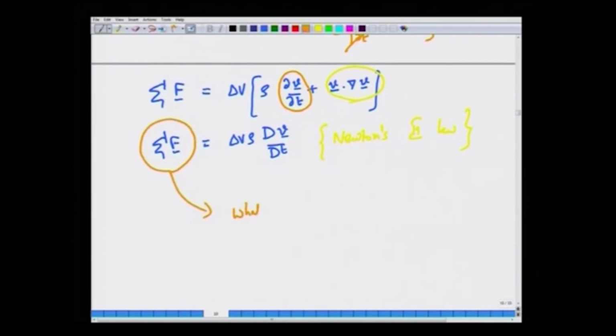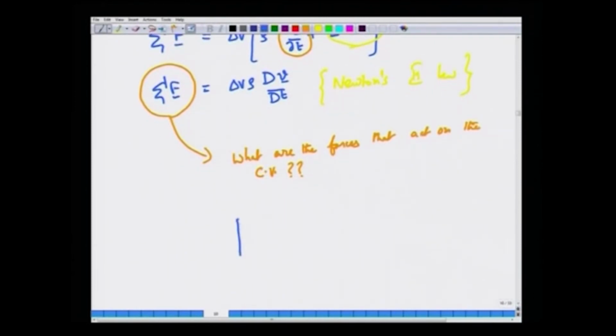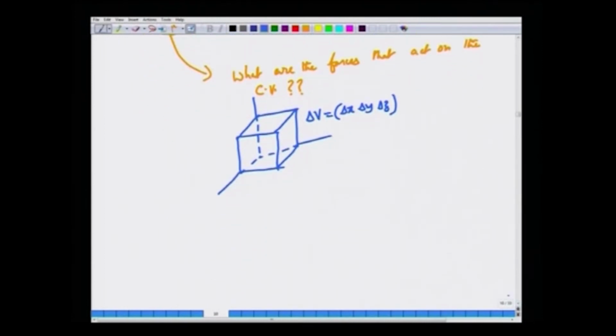What are the forces that act on the surfaces of the CV? These are the external forces. To remind you, our CV is simply a tiny, infinitesimal cubic volume element, with volume delta V equals delta x times delta y times delta z. So, what are the forces acting on the CV?